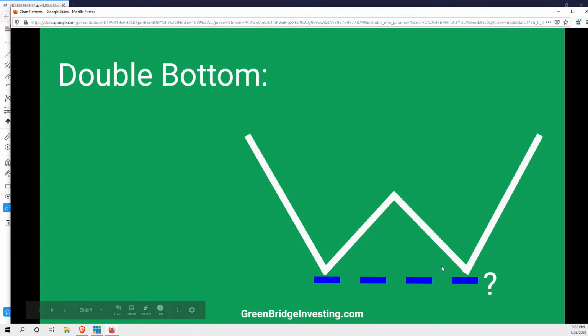So let's talk about this double bottom. So when the market retests that low again, okay, there are two things that happen here. Who can tell me what two things happen in terms of the herd, other traders, when the market retests the low?